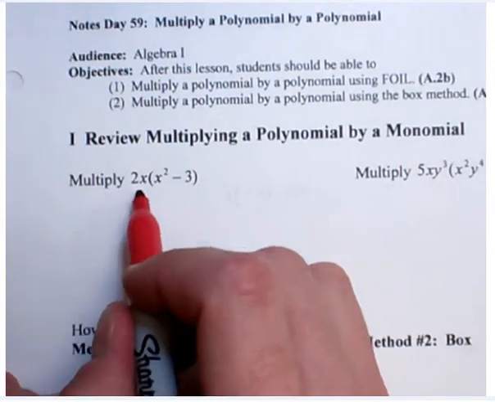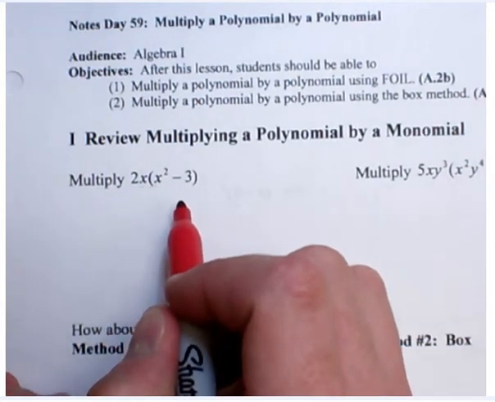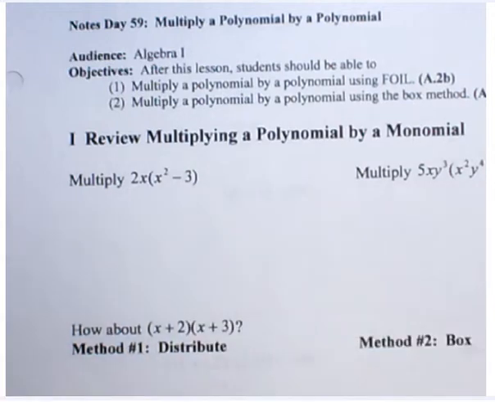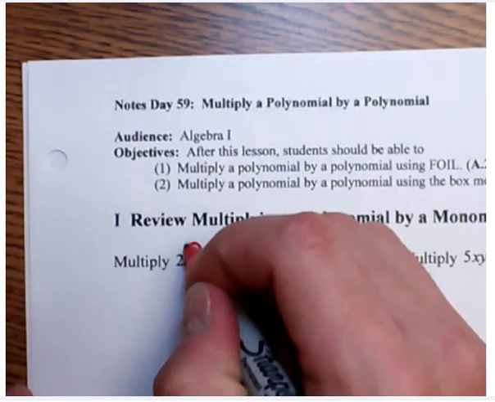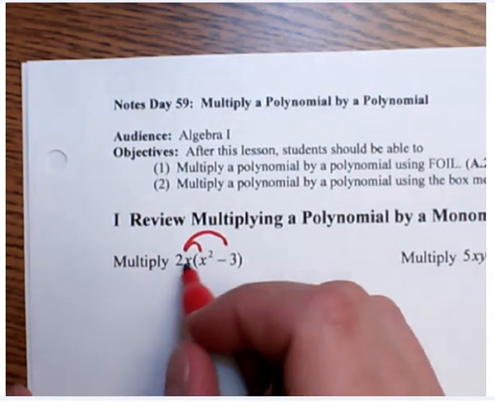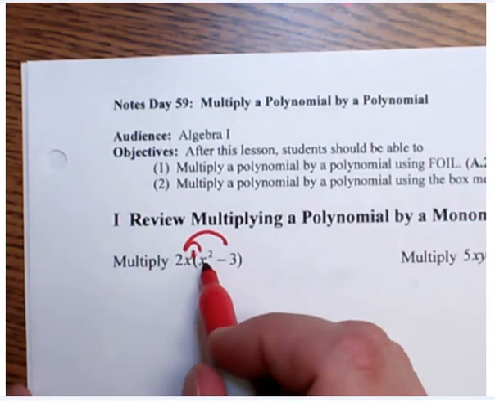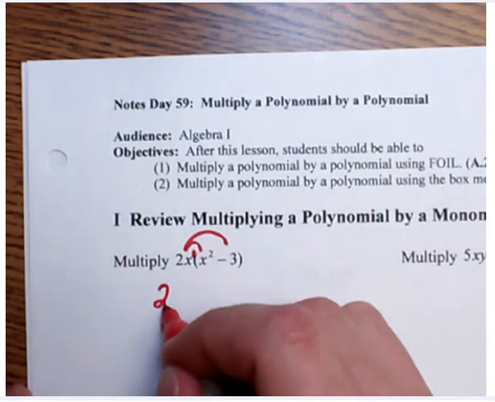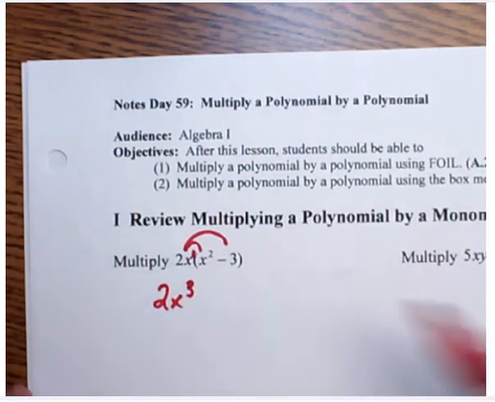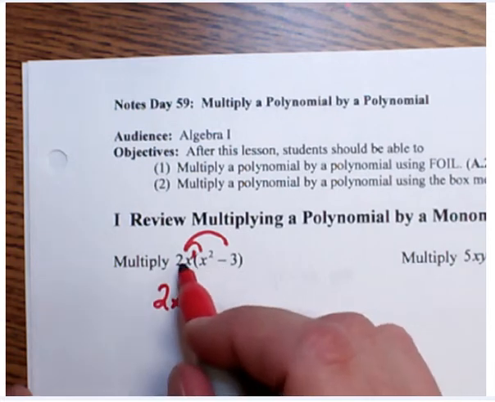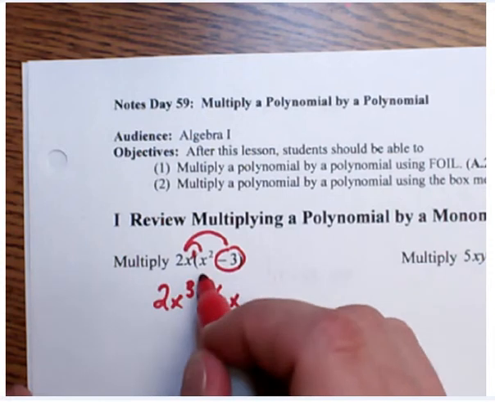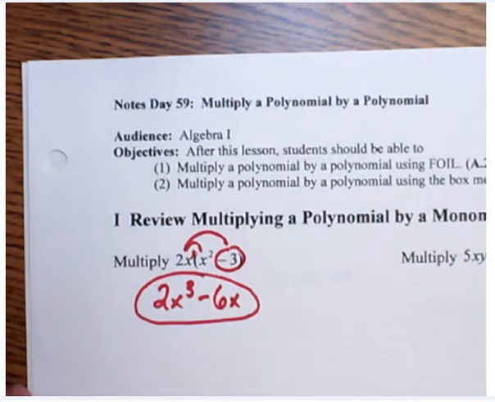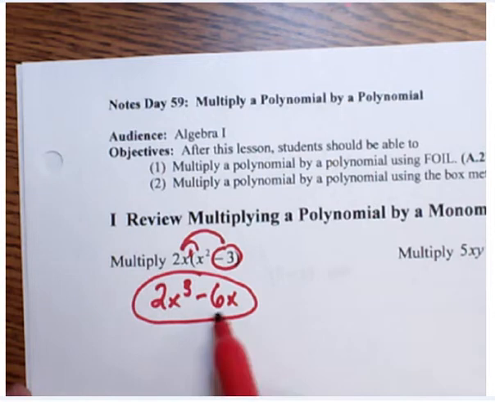So multiply 2x times x squared minus 3. This is a review. This is what we did last class. And I have to apologize again, there's a jackhammer outside the window. So 2x times x squared minus 3. 2x times x squared. Well, we're going to distribute. So we get 2x, add the exponents, you get 2x to the third. And then this is 2x times negative 3. A positive times a negative is minus 6x. And that's all you can do. You can't combine any like terms because the exponents are different.